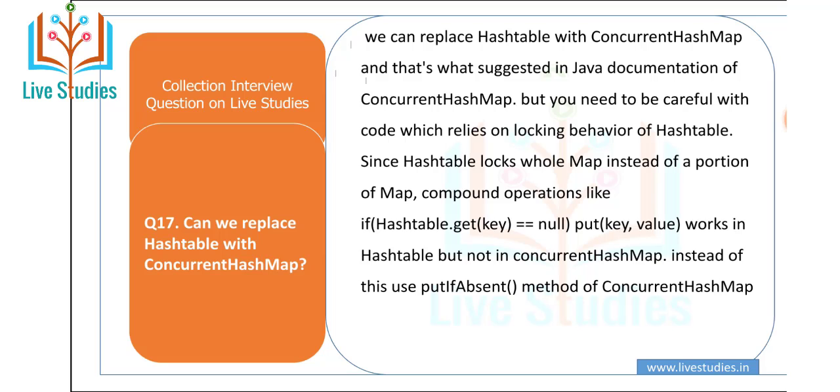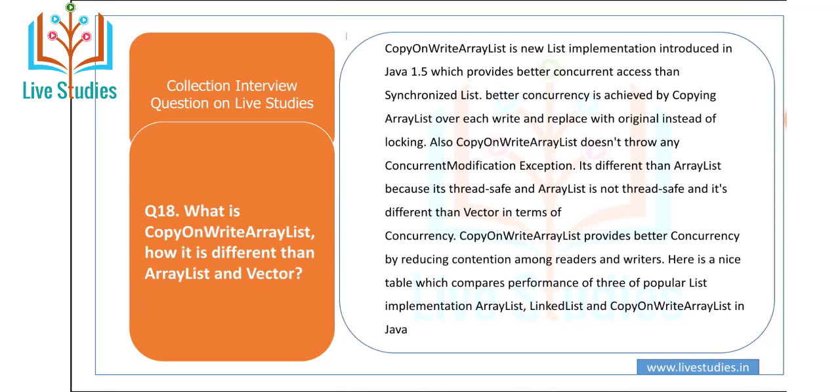Okay, move to the next question. Another question is, what is CopyOnWriteArrayList? How is it different from ArrayList and Vector? CopyOnWriteArrayList is a new list implementation introduced in Java 1.5, which provides better concurrent access than synchronized list. Better concurrency is achieved by copying the ArrayList over each write and replacing the original, instead of locking. Also, CopyOnWriteArrayList does not throw any ConcurrentModificationException.